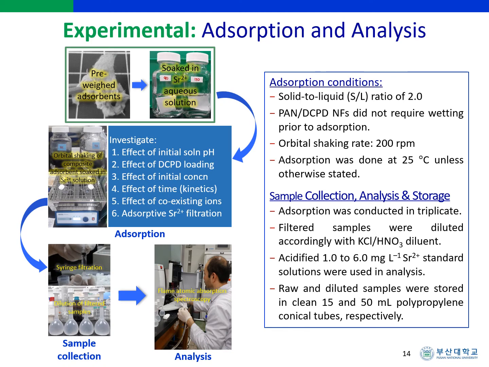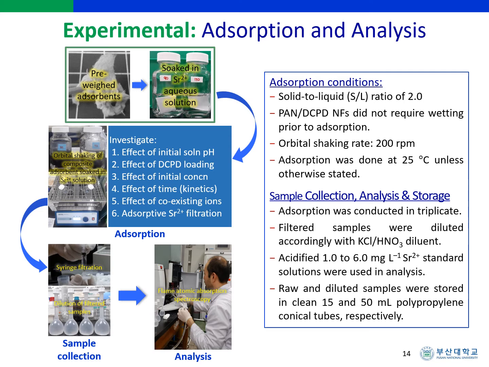The effect of the initial solution pH on strontium uptake of the adsorbent materials was investigated by performing the adsorption experiments at different solution pH values for a 500 mg per liter, or 500 ppm, aqueous strontium solution. Drops of 0.5 molar NaOH and/or 0.5 molar HCl were added to the aqueous solutions for pH adjustment. Subsequent adsorption experiments were conducted at the optimum initial solution pH.